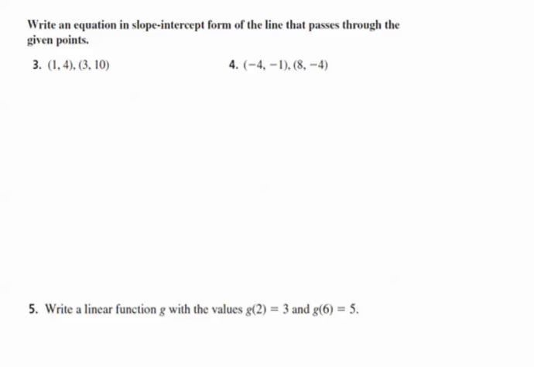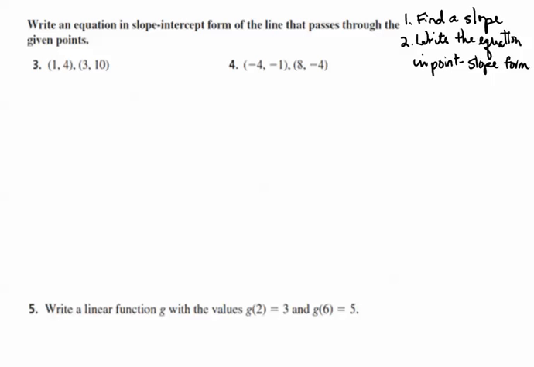In this video, we want to take a look at a few problems that are related to example 3 in this section. And in these problems, we're given 2 points or 2 function values, and we want to first find a slope. Then we want to write the equation in point-slope form. And finally, we want to simplify down to slope-intercept form. So let's see how that works with the first pair of points.